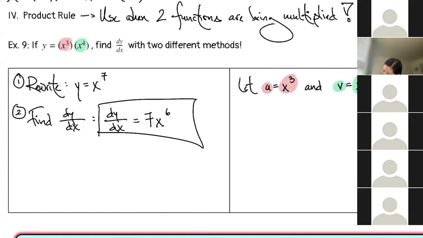Now, what I'm going to do is find du, which is the derivative of u, and I'm also going to find dv. So can you folks help me with that? What is the derivative of x cubed and what is the derivative of x to the 4th?